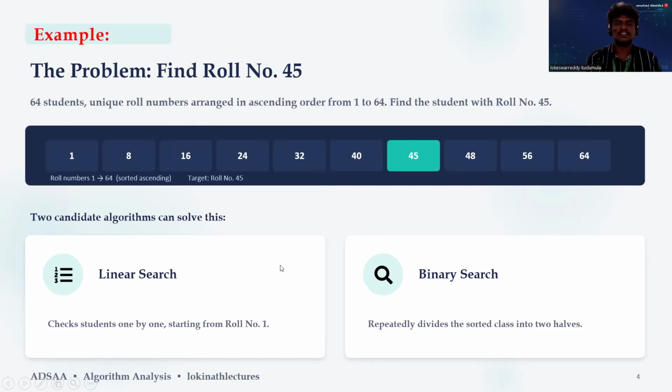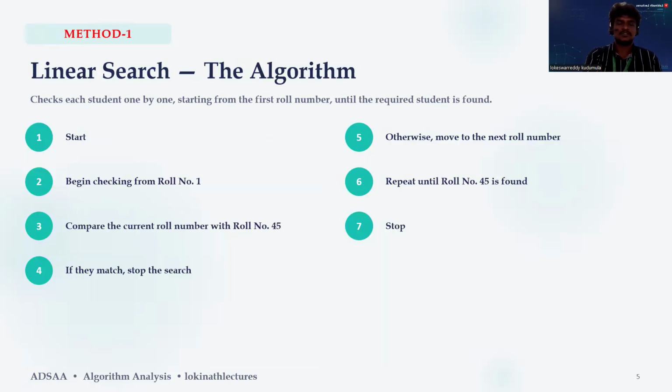One is linear search and another one is binary search. By using these two algorithms, we can find roll number 41. But which is more efficient? We need to analyze. While completing this example, you will be able to understand the requirement and the use of algorithm analysis. So, method one: linear search.